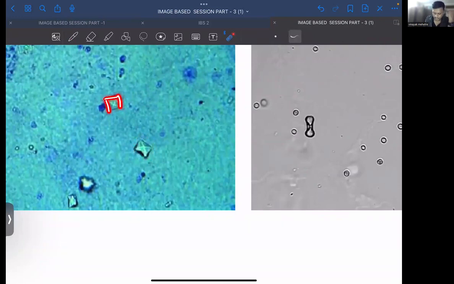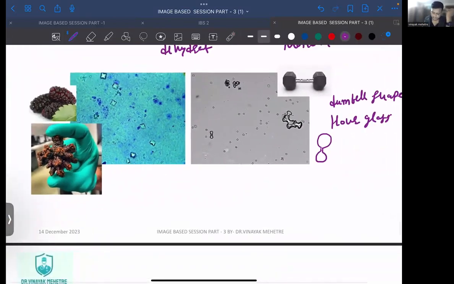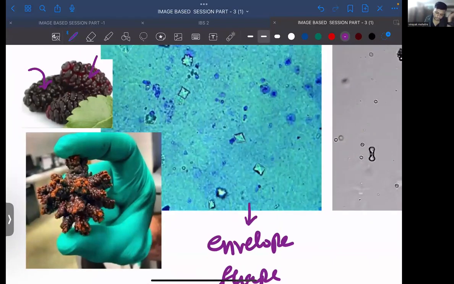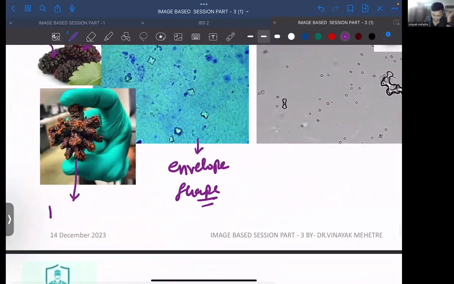And take a look over here. It looks like an envelope. Envelope होता है. So dihydrate will look like envelope shape on what? Urine sediment. Okay, but if you take this out, ये fruit खाया होगा तुमने, right? In foreign, that is called mulberry appearance. Okay, fruit का नाम क्या है?